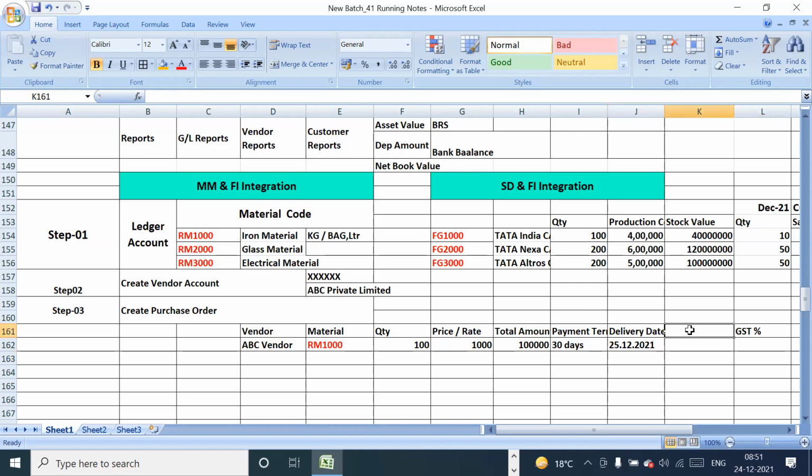Return option. Suppose any damages is there. Okay, so what is the return process? What is the replacement process? This all comes under conditions. Altogether, we can say terms and conditions.